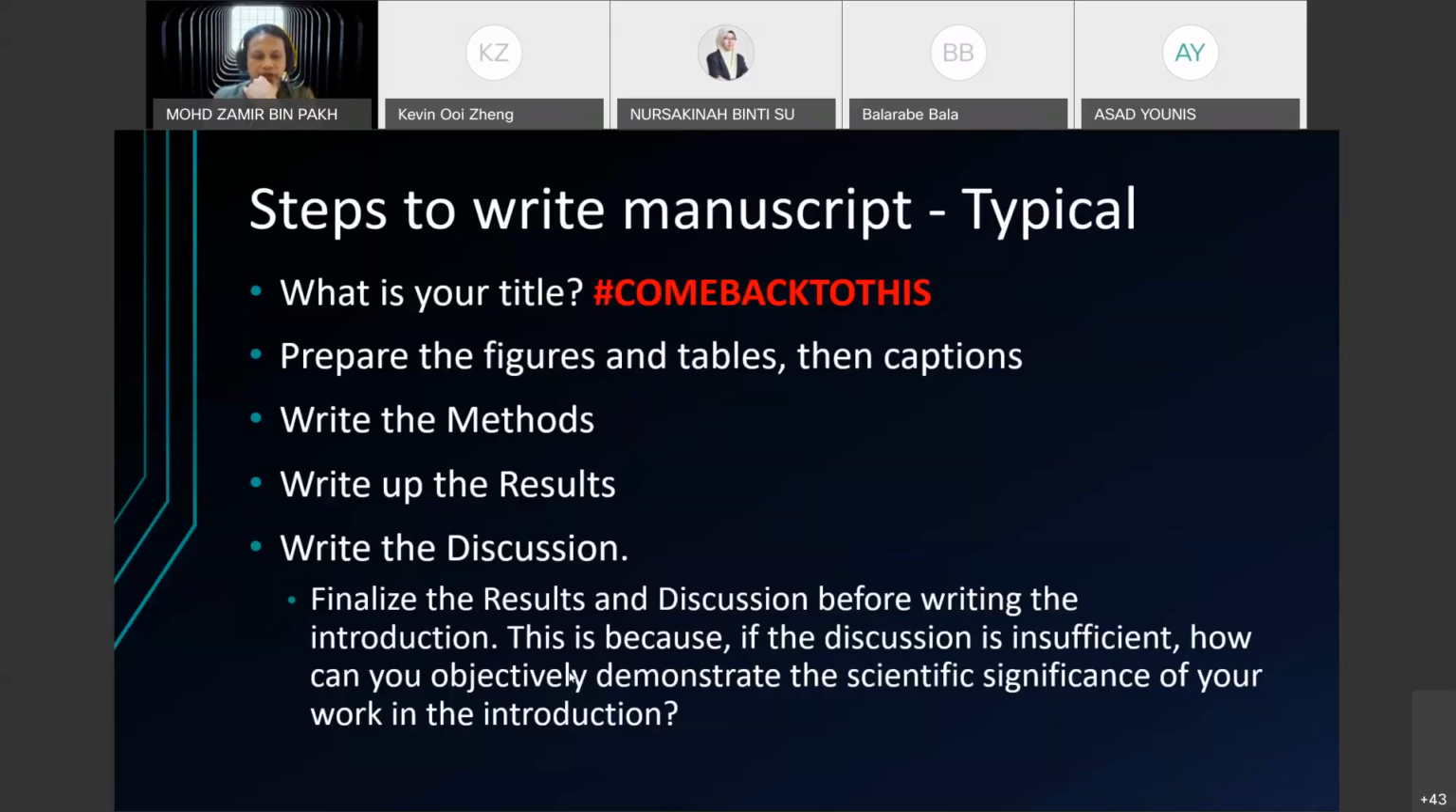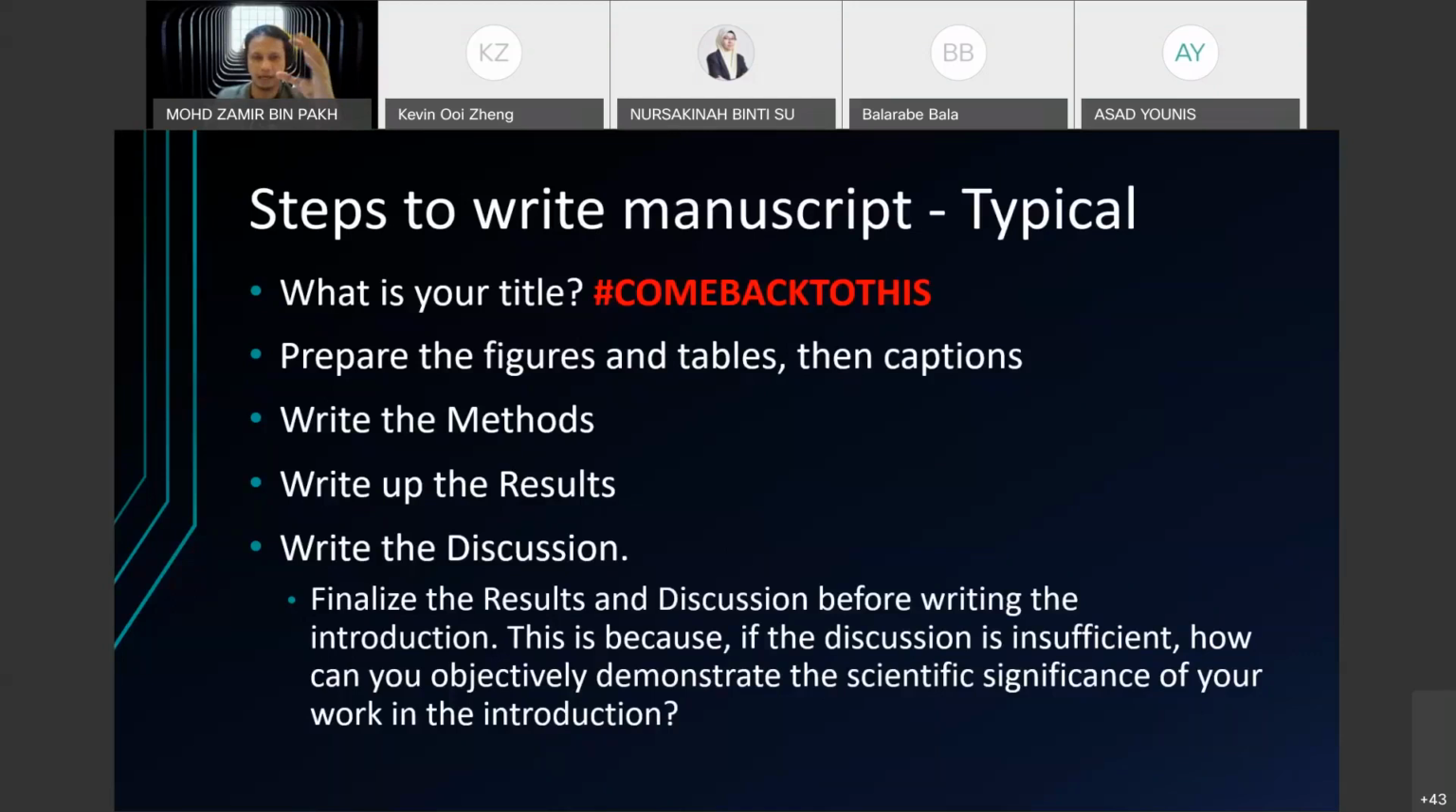Go to the introduction after that, because if the discussion is insufficient, how can you objectively justify your work? In the third paragraph of the introduction, you need to justify, explain, and emphasize that it's worth doing. You won't be able to do that if you don't clean up your results and discussion and be clear about the conclusion before you craft that third paragraph. So go to your introduction after finishing your results and the significance and contribution.